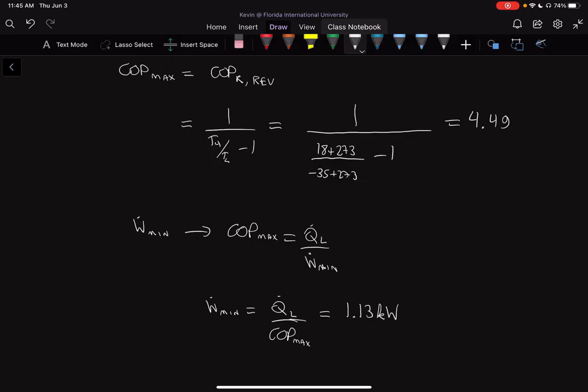So this concludes our discussion of Chapter 6 and Module 5. And in Module 6, we're going to be discussing the second law from the perspective of entropy and trying to understand how we can quantify how far away from a reversible process we are mathematically. So we'll see you in Module 6.